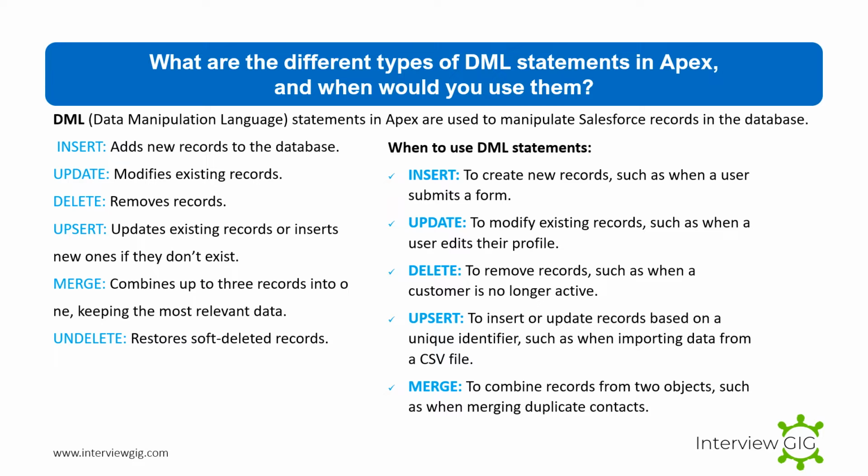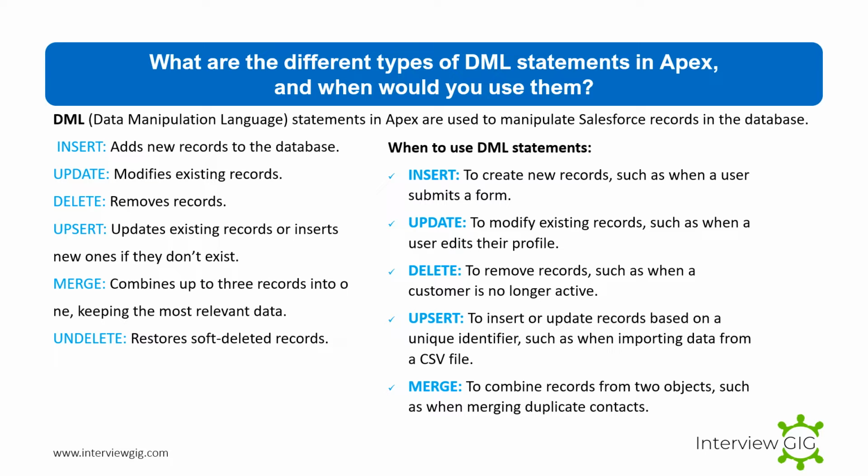What are the different types of DML statements in Apex, and when would you use them? DML, data manipulation language, statements in Apex are used to manipulate Salesforce records in the database. Insert adds new records to the database. Update modifies existing records. Delete removes records. Upsert updates existing records or inserts new ones if they don't exist. Merge combines up to 3 records into one, keeping the most relevant data. Undelete restores soft deleted records.